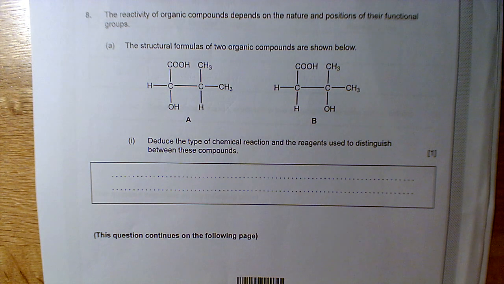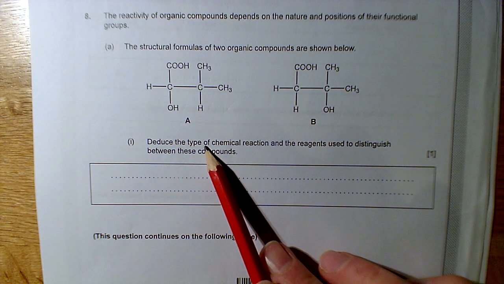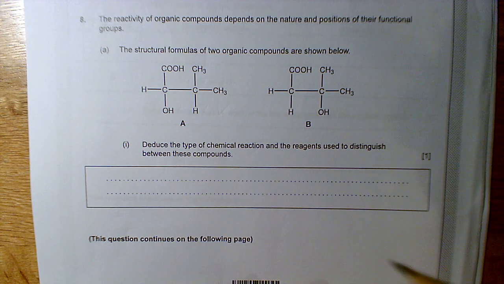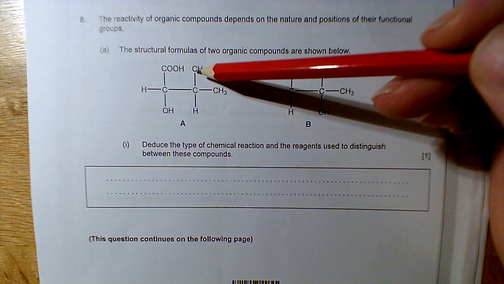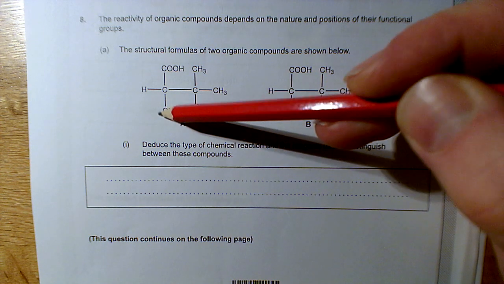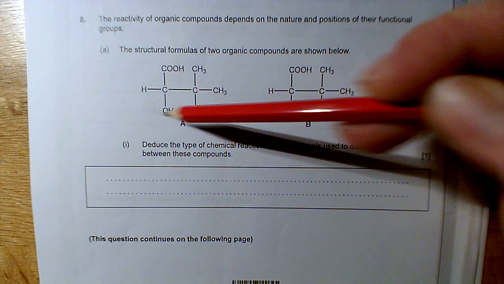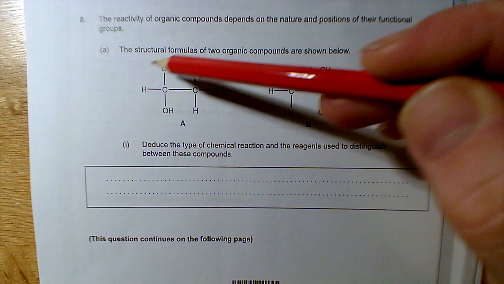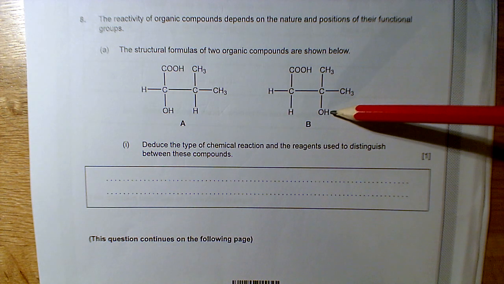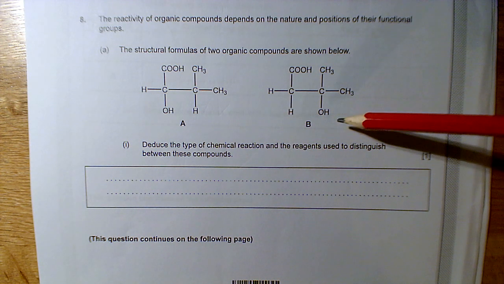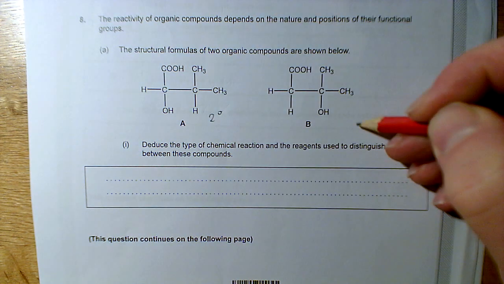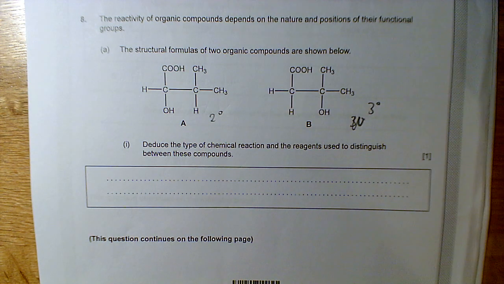Let's finish off with a bit of fun, a bit of organic chemistry, nice and easy. You have to deduce the type of chemical reaction and the reagents used to distinguish these 2 compounds. At this point you pause, you breathe, you have a think. What functional groups have I got? I've got a hydroxyl, which you can call a secondary alcohol, and a carboxylic acid. Over here you've got a carboxylic acid again, and a hydroxyl, or you may prefer to call it a tertiary alcohol. So now you know you've got a secondary alcohol here, and a tertiary alcohol here.